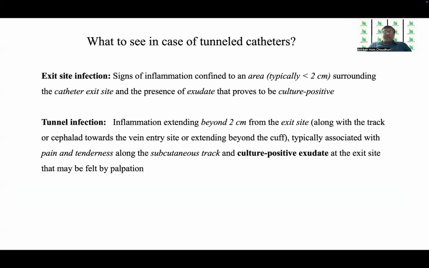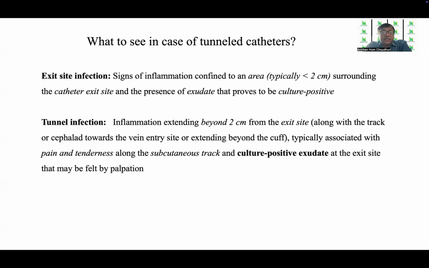Now, what to see in case of tunnel catheters? As I told, you have to see two things. One is the exit site infection. Exit site infection shows signs of inflammation which are confined to an area typically less than 2 centimeter, and this surrounds the catheter exit site. And there is also presence of an exudate which proves to be culture positive. So this is called exit site infection.